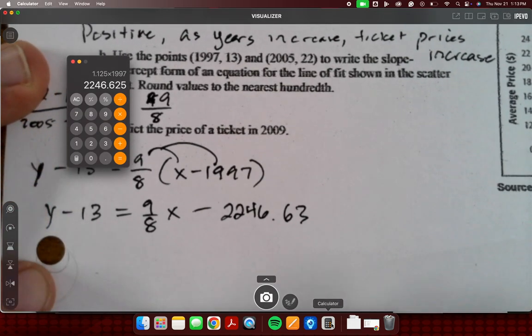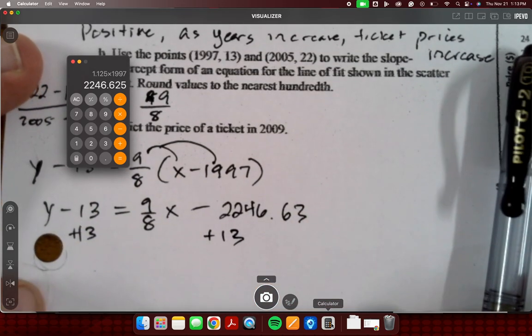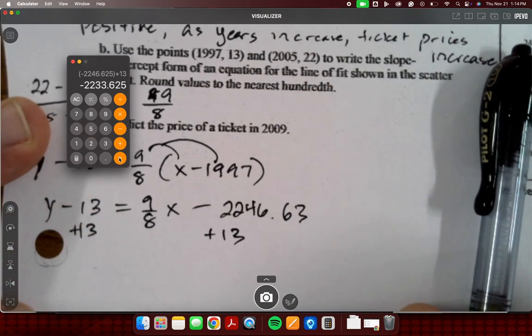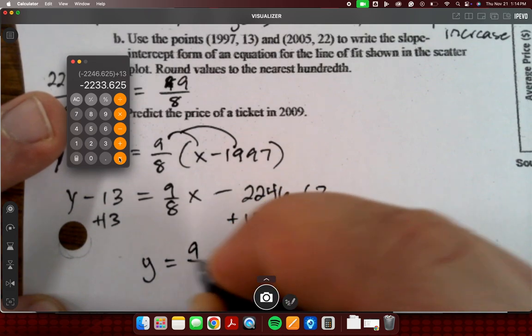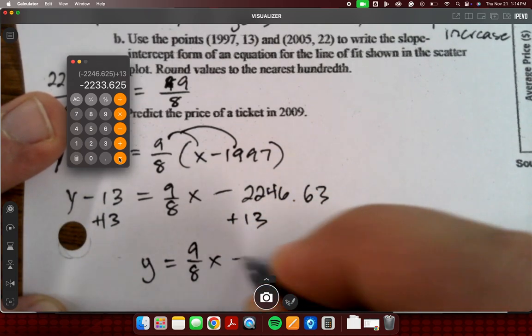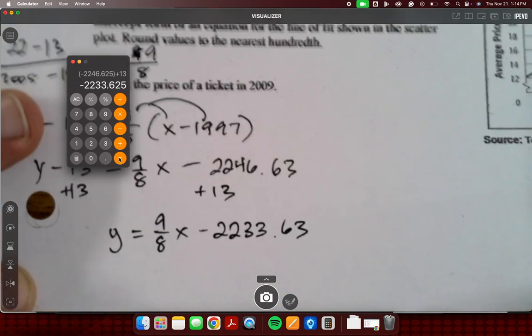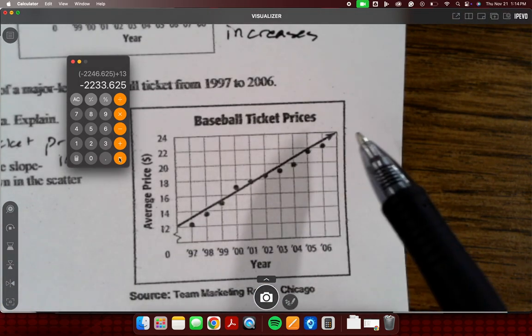Okay, and then after that, we need to add 13 to both sides. Okay, so I need to make this negative. I forgot to include that part. Okay, so now it's negative, and I add 13 to it. So negative 2233.63. So we finally have it. y equals 9 over 8 x minus 2233.63. All right, so now we have the equation of this line right here.